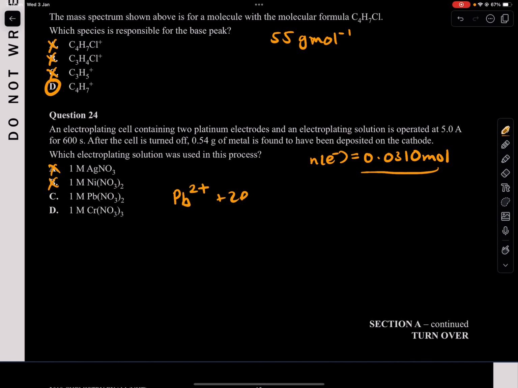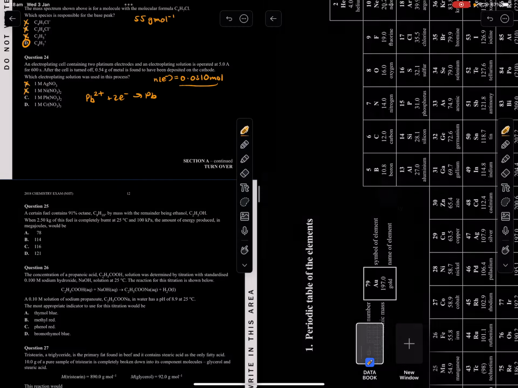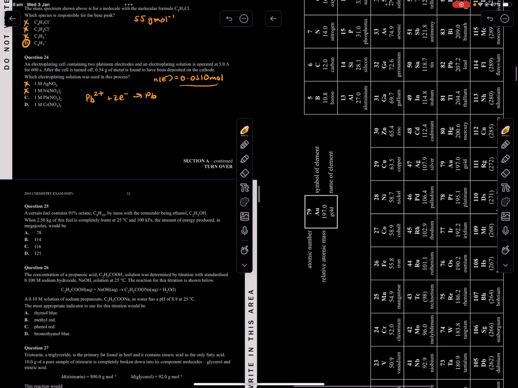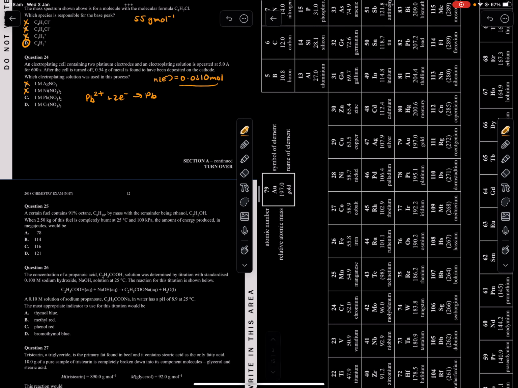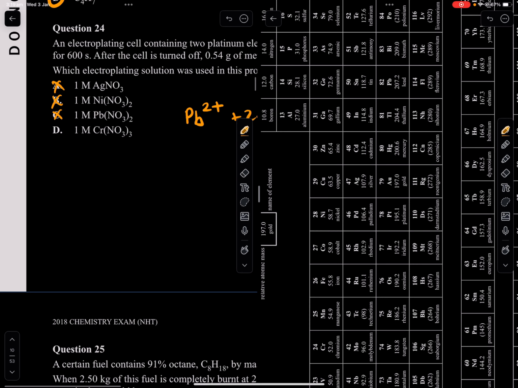Pb2+ plus 2 electrons goes to Pb. And so it's also going to be multiplied by 2 to get that. So what's 0.54 divided by the molar mass of lead? Lead is 207.2, and multiply by 2, that's 0.052, so not C. So it can only be D.